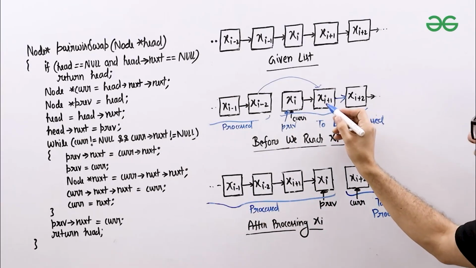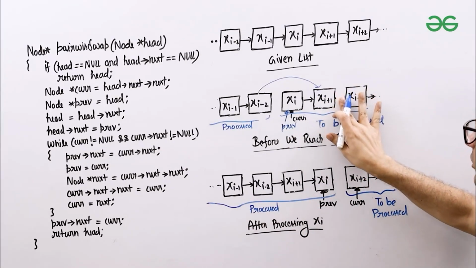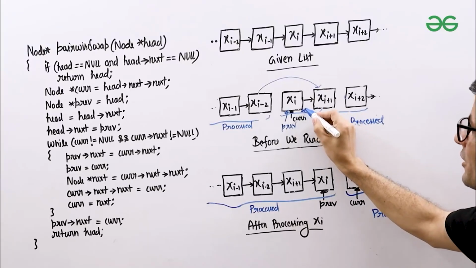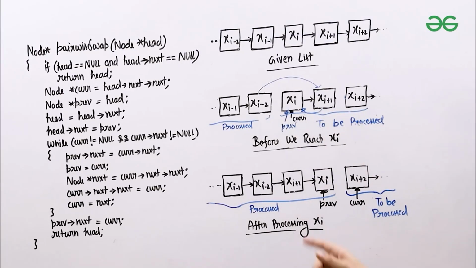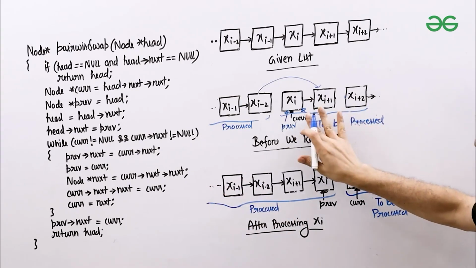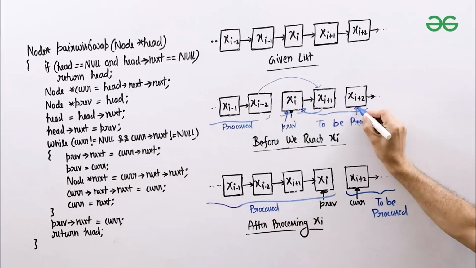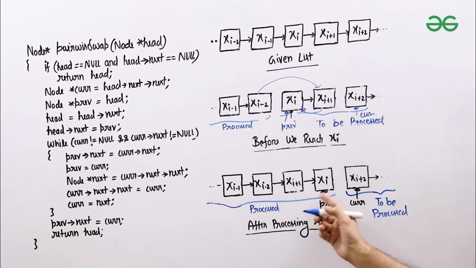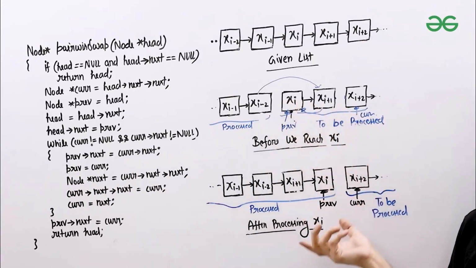So what this does is change this next from here to here, right? That's what we want in this diagram. Now, after that, we change current to next. So current is moved from here to here, current is now here. And that's what we want. If you take a look at this diagram, we have got the required result.